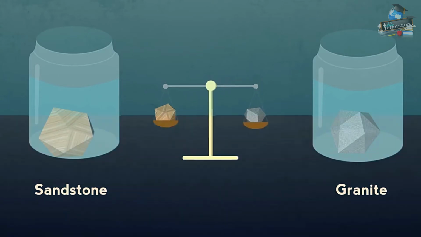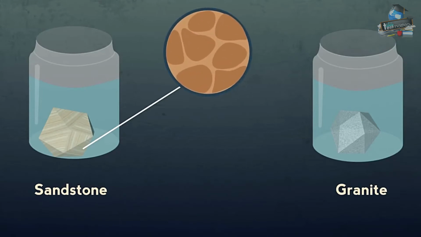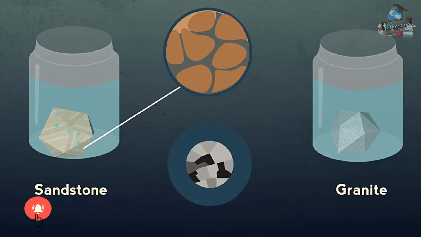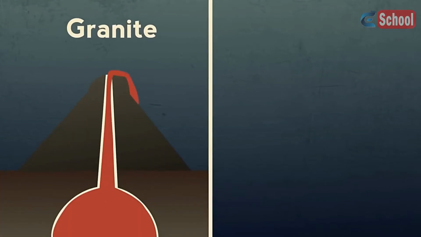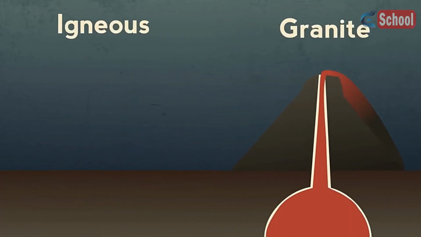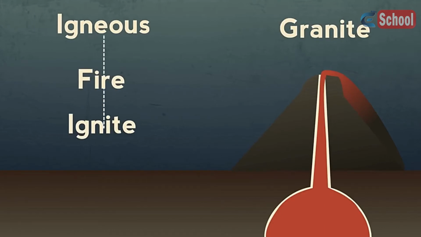Well, there are air spaces between the rounded grains, so the water pushes the air out, forming bubbles, making it heavier. The granite has no air spaces. These are the two main types of rock. Granite is formed by molten rock solidifying, an igneous rock, a Latin word meaning fire. Think of the word ignite.